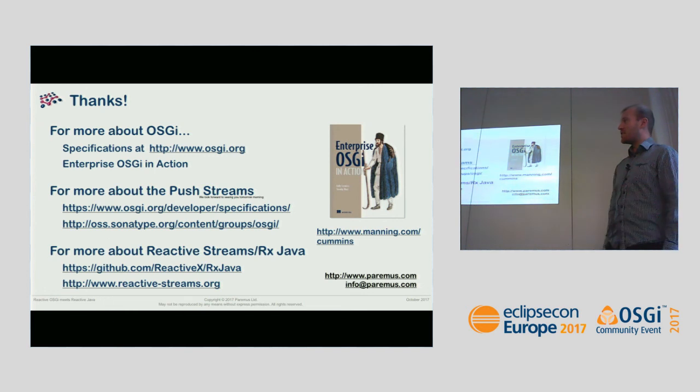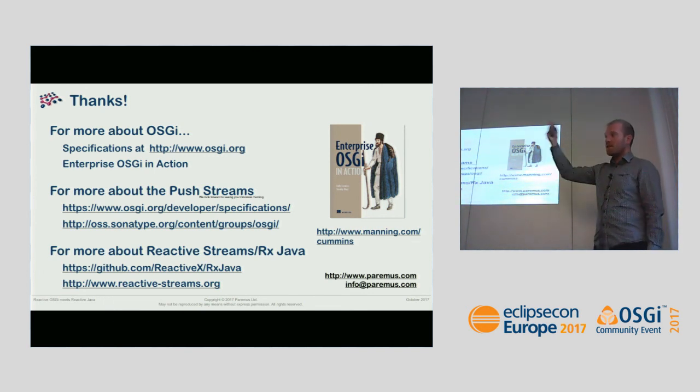There are plenty of details about this stuff online, so you can look at the OSGi specs. The R7 draft spec that's been done actually has the push stream data in it. There's stuff about reactive streams.